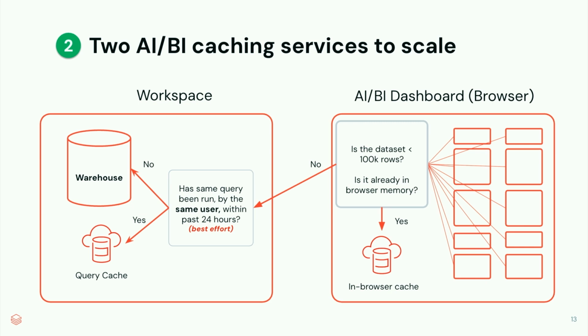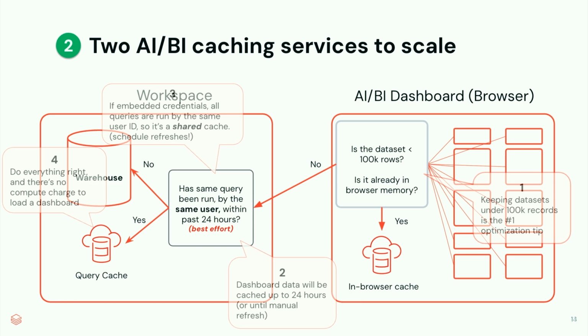If it's not, if either it's larger or if it's not already there, it goes to the workspace, or the data plane, as we like to call it. There's a check there that says, has the same query been run by the same user within 4 hours? And if it has been, then it's able to pull it from a query cache. If it's not, then it sends it to the warehouse to execute and likely add to the query cache as it goes. So there's a couple comments to make along the way here.